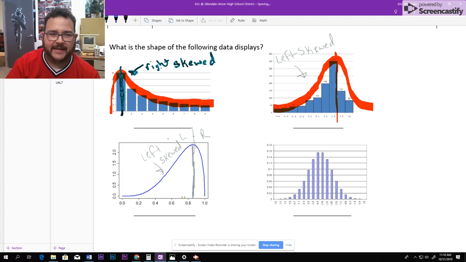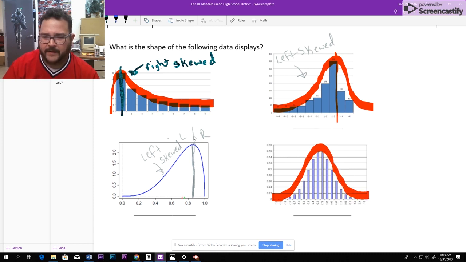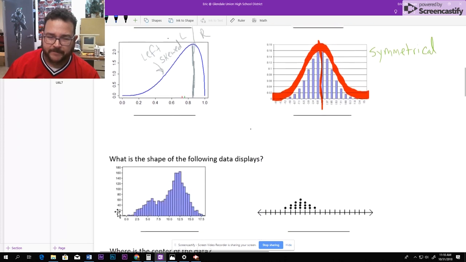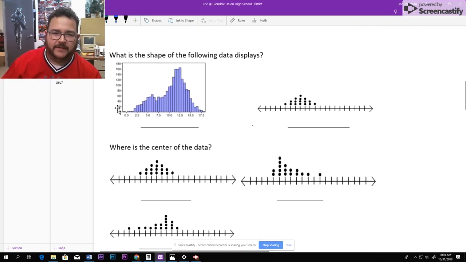All right, and then in this data set, I'm going to draw our peak right there and come back down. It looks like the tails are about even, so we call this one symmetrical. And there we go. Moving on. What is the shape of this one? Well, here's our peak. We come down here. We got this side, and then we have this side. Again, the longer side is on the left, so this is left skewed.